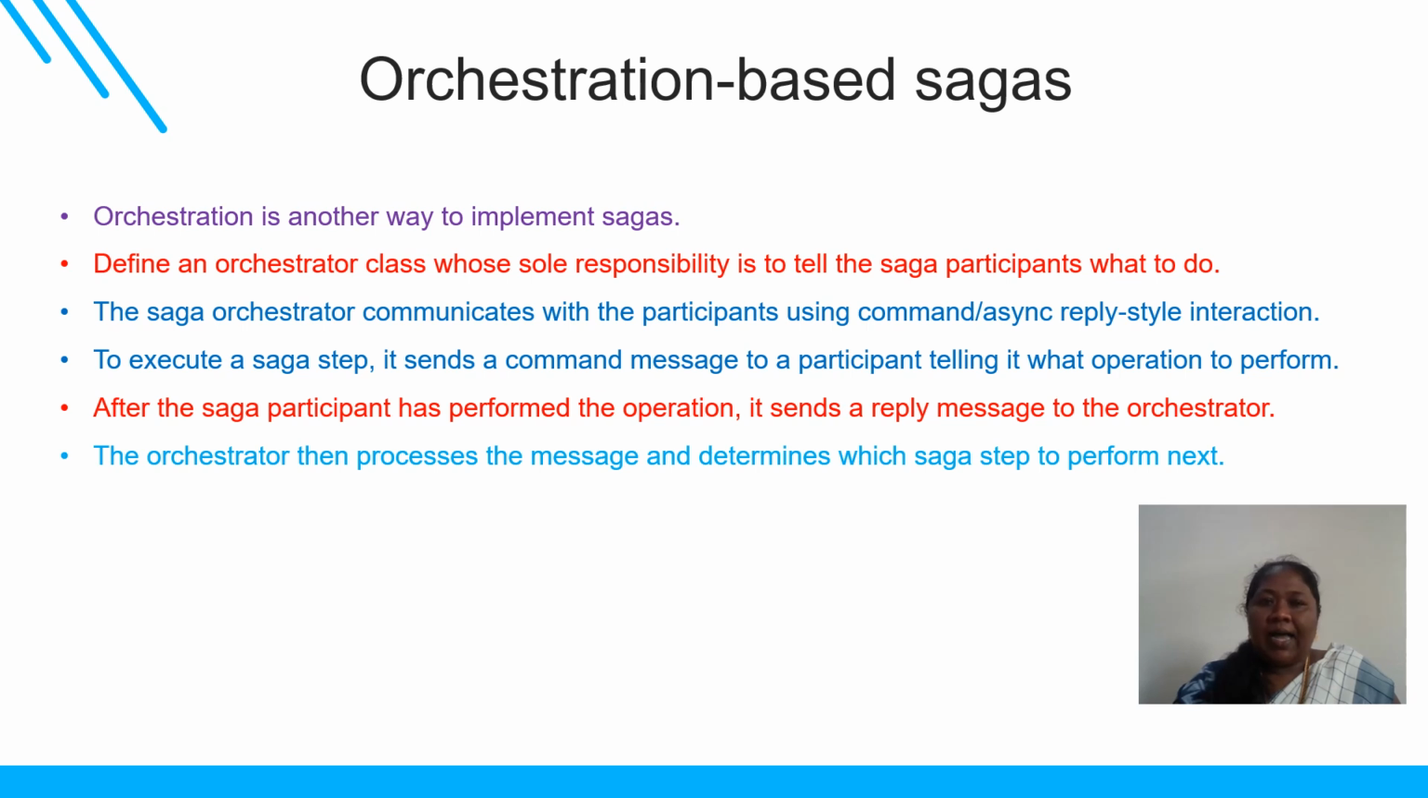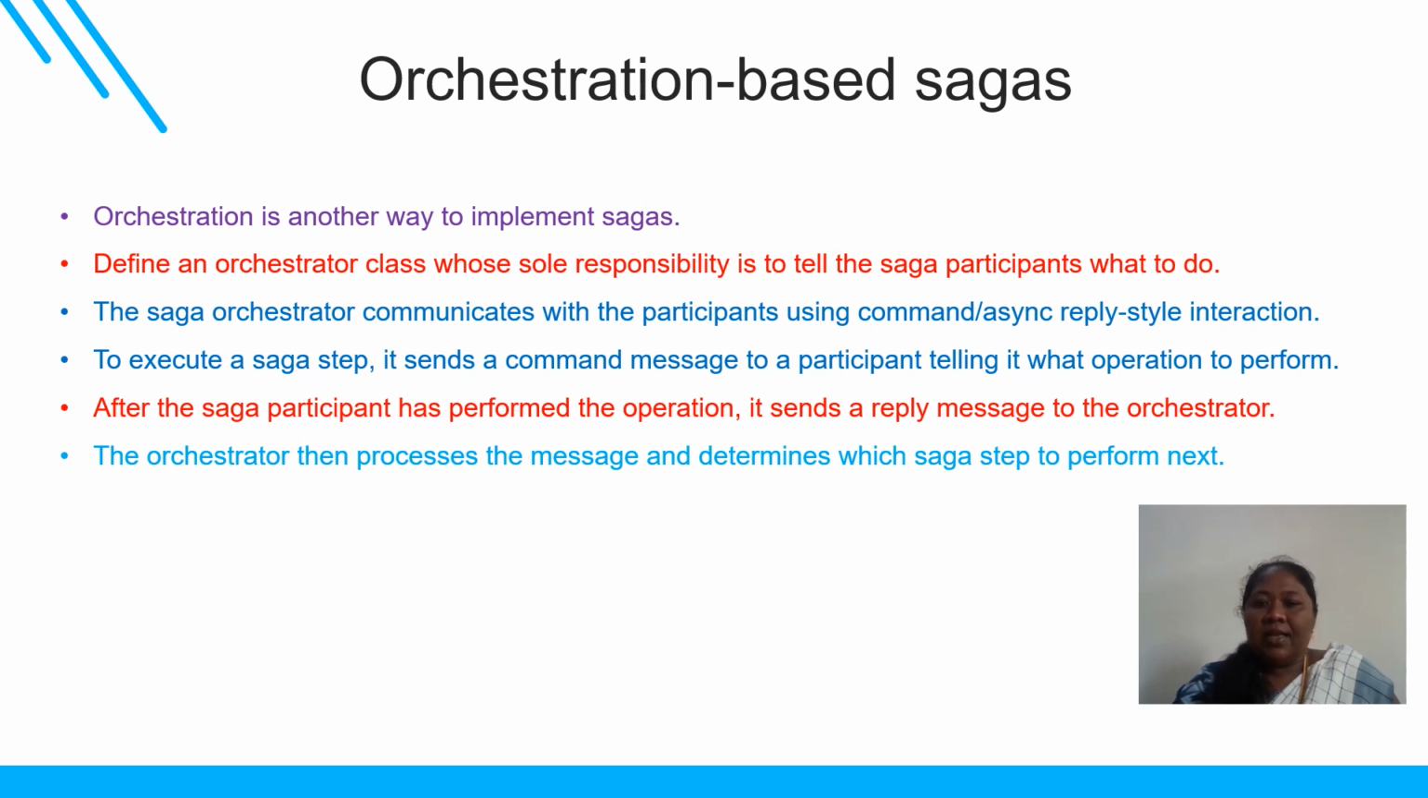The next Saga pattern is called orchestration based sagas. Here an orchestrator class is solely responsible for each and every interaction of the Saga participants. The orchestrator communicates with the participants with the help of commands. Maybe it is asynchronous, and the device, system, or customer may not be available at the time, but a reply style interaction may be given back to them when they turn it on. To execute, it sends a command message telling what operation to perform and how it is executed. With the help of the reply message, it is able to understand.